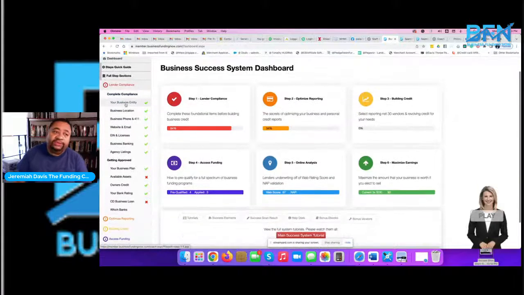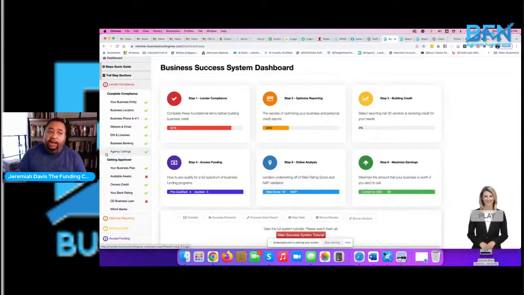In the lender compliance, we cover your business entity, your business location, business phone numbers, 411, website, email, EIN, any business licenses you may get, setting up business banking, and agency listings. You have to have your business listed consistently on every agency, from your local Google Maps to any local directories, to the state directory, the Secretary of State, and the national directory.